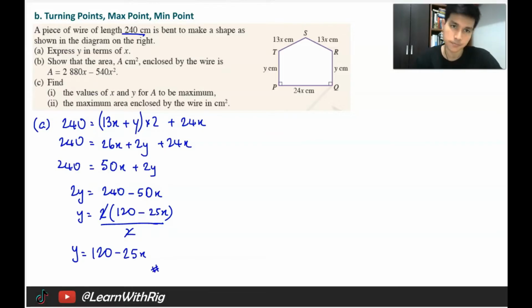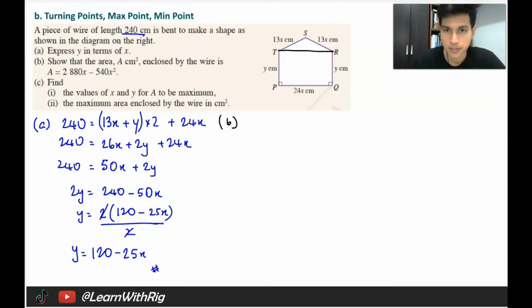Now next question. Show that the area enclosed by the wire is, okay, so they gave you this, as you show. Question B, how do you find the area? So there are two ways you can find. Either you cut it like this, then it becomes 2 trapeziums, or you can cut like a triangle up here and rectangle down there, also can. Okay, so let's do this way, easier.